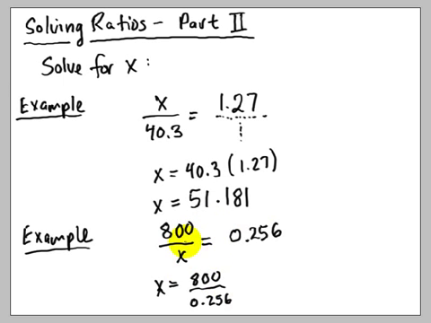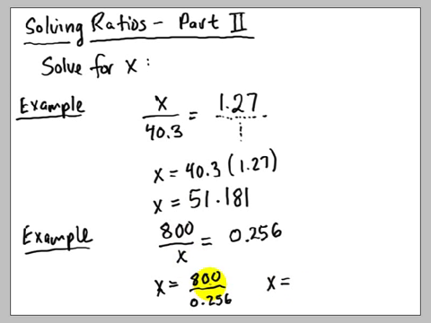So when you see this equation, you just say, oh, okay, well, the x is going to be this divided by that, right? And up here on this one, you just say, oh, x is this times that. You see on this one, the order of multiplication doesn't matter, right? If you want to say 40.3 times 1.27, that's fine. But if you want to go the other way and say 1.27 times 40.3, that's fine too. But here, the order really does matter, because the right answer is 800 divided by 0.256. If you did it the other way, 0.256 divided by 800, that'd be wrong. So on this style here, the order really does matter.